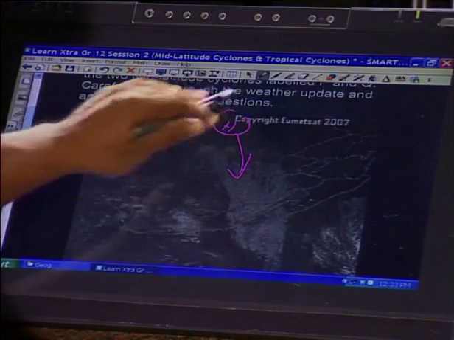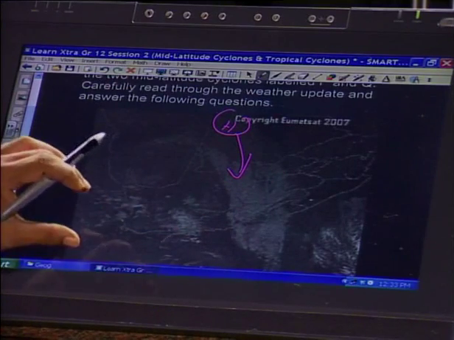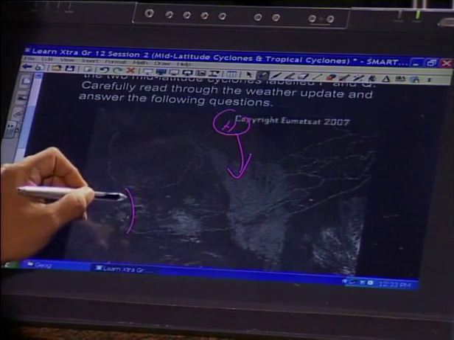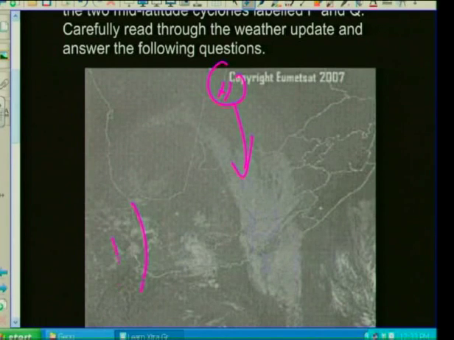But in your satellite photographs, you look around for what's happening. Sometimes, even in a satellite photograph, you could get a mid-latitude cyclone somewhere down here, and you could also get a tropical cyclone. That's early autumn. Okay, so you need to find that some of the things that are not here.